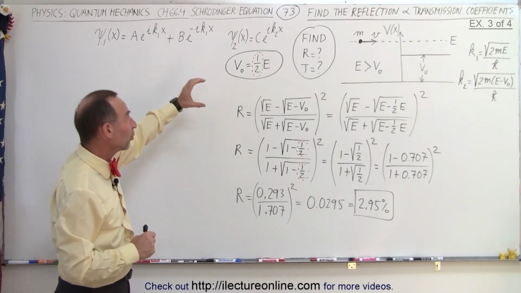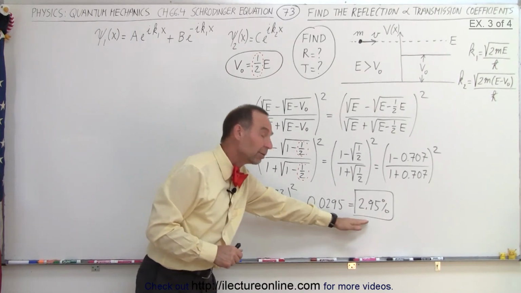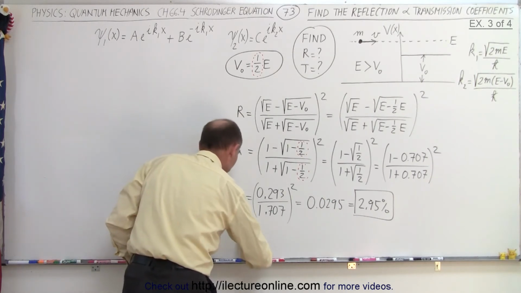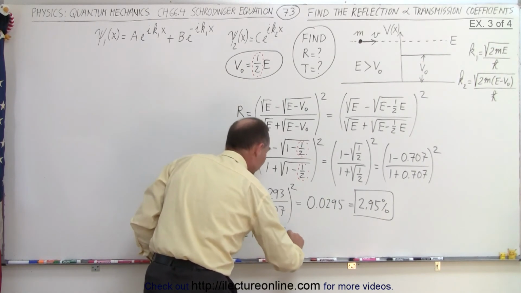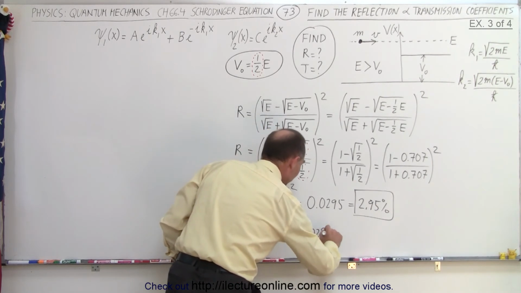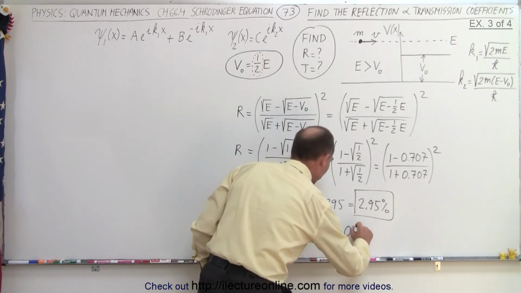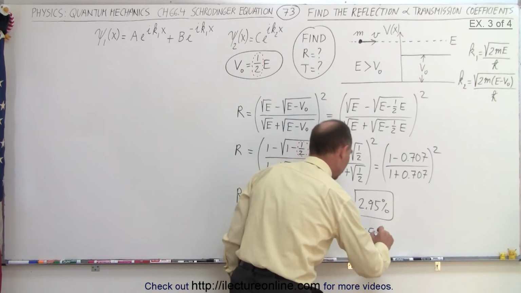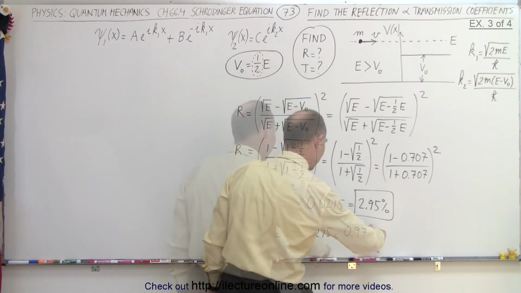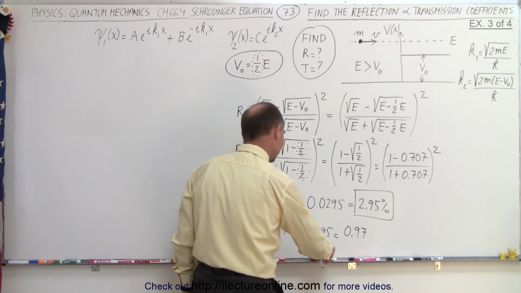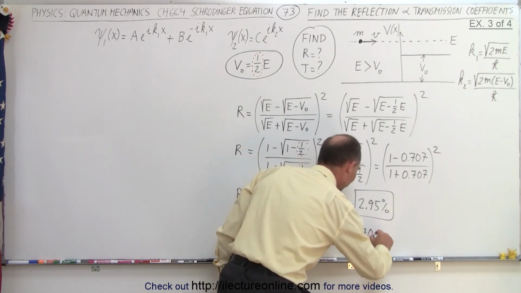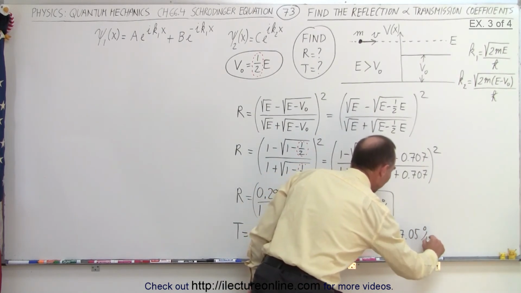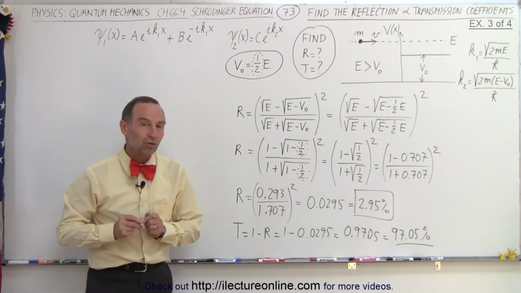Now that the potential step is 1/2 the energy of the particle, the amount of particles being reflected is almost 3% of the particles, which means that the transmission coefficient, T, which is equal to 1 minus R, is going to be 1 minus 0.0295, which is equal to 0.9705, which is 97.05%, the percentage of particles that will get transmitted.